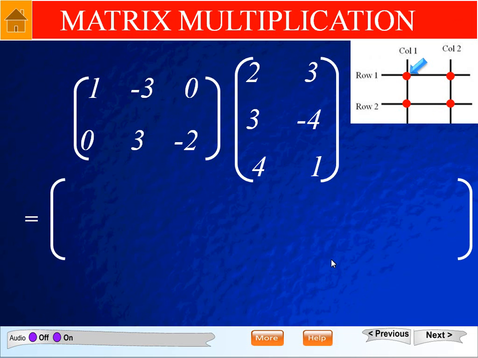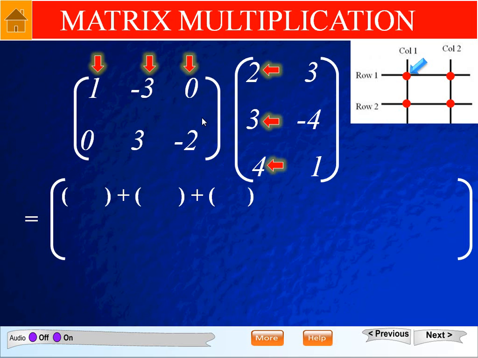Each element is going to be a combination of 3 brackets, indicating the fact that we have 3 elements in our row and 3 elements in our column. So these are going to be multiplied as follows. We're going to have first elements, then the combination of the second elements which go in the second bracket, then a combination of the third elements which go in the third bracket.